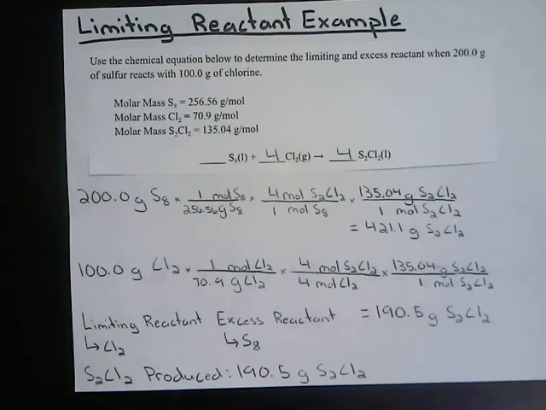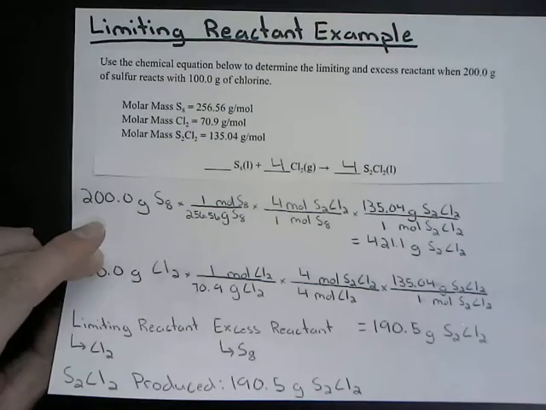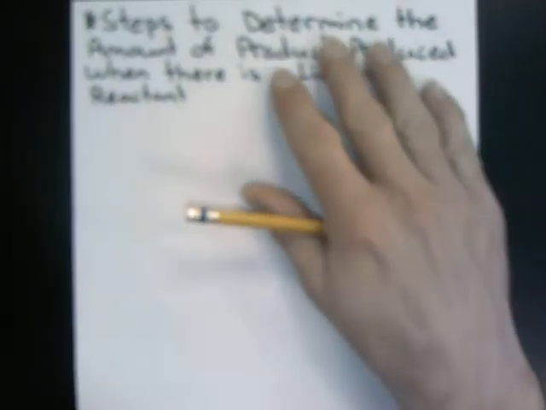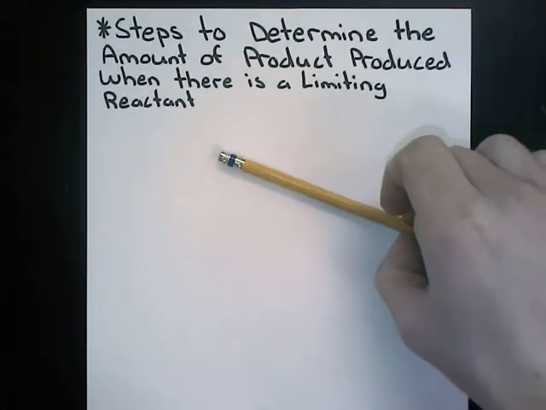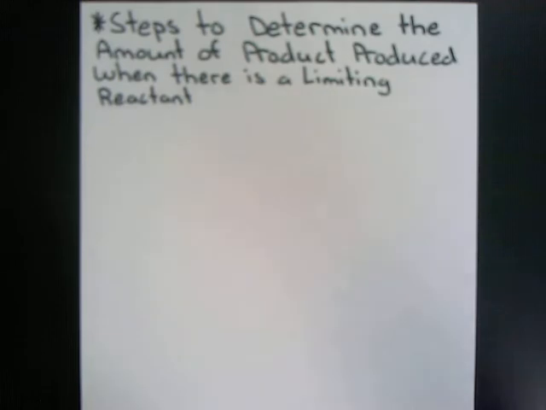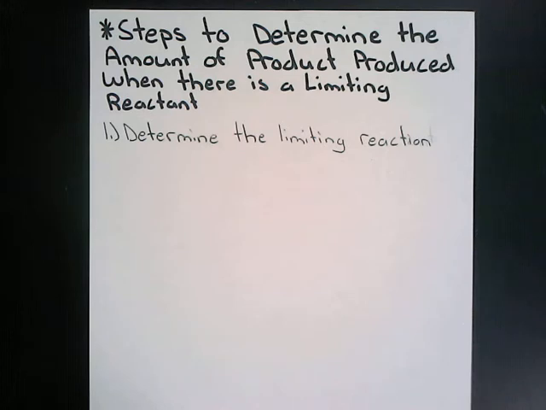Now, let's go one step further and figure out what happens if we want to determine the amount of product of S2Cl2 produced. So I'm going to write down the steps here in just a second. To produce this product, step number 1 is determine the limiting reactant of the reaction. And then we have to put our thinking cap on.